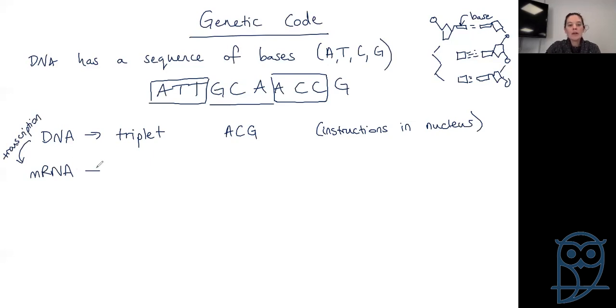Okay, in mRNA, we don't call them triplets anymore. Now we call them codons. And they are complementary. So in mRNA, we would have U, G, C in this example. Because we don't have T's in RNA, we have U's instead. So A to U, C to G, G to C. So this one is our messenger RNA. He takes the instructions from the nucleus into the cytoplasm.